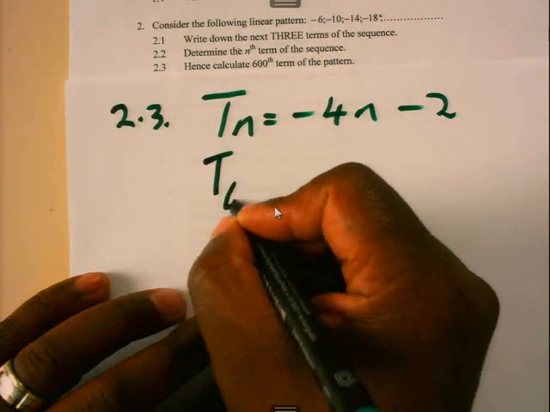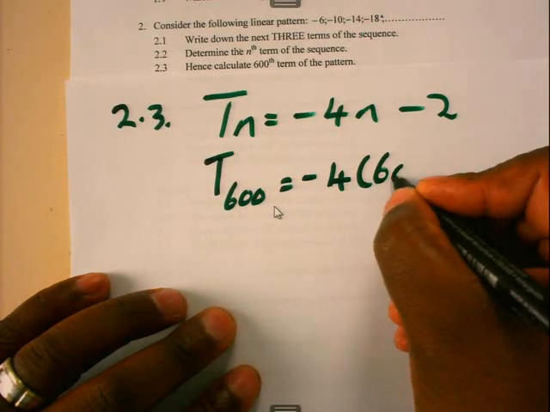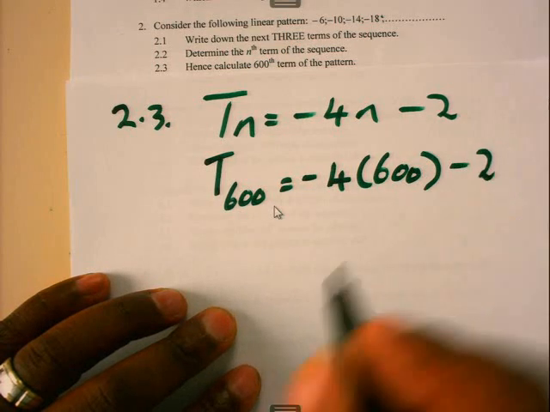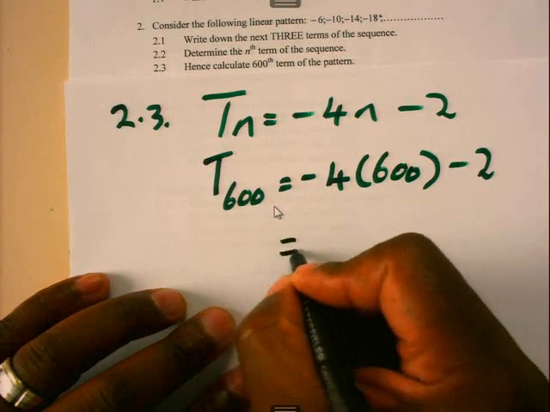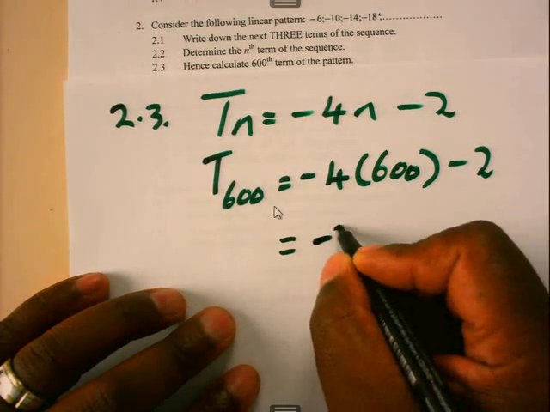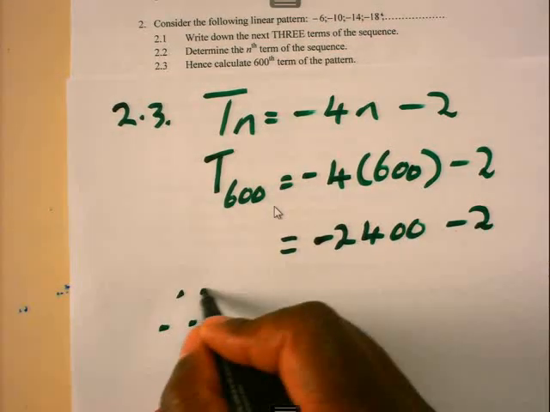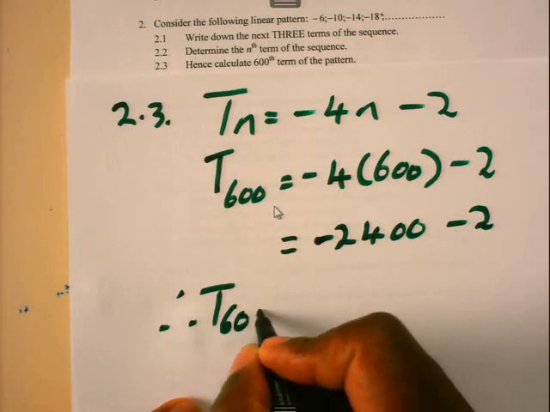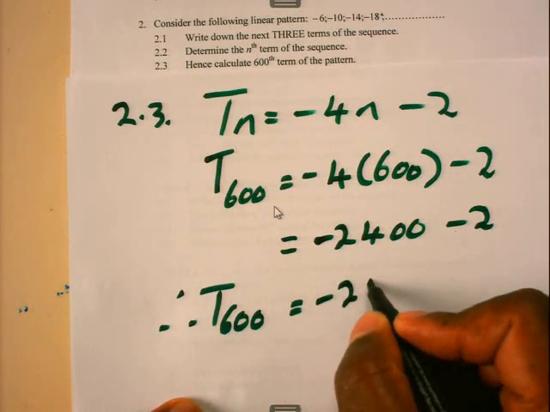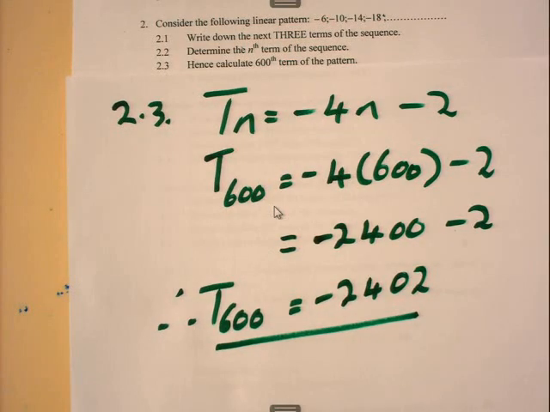T600 = -4(600) - 2. Let's multiply with the aid of our calculators. If you multiply 4 by 600, you end up with -2,400, minus 2. Therefore, term number 600 is equal to -2,402. That is how to respond to 2.3. Now the last question.